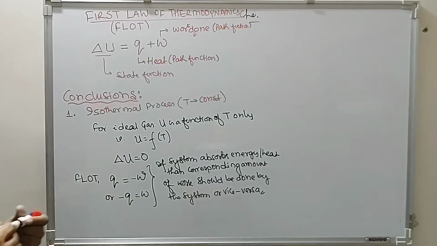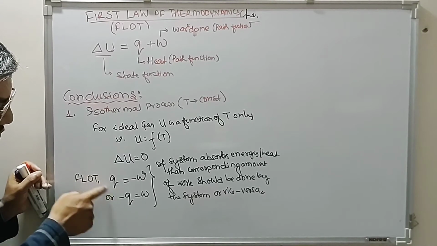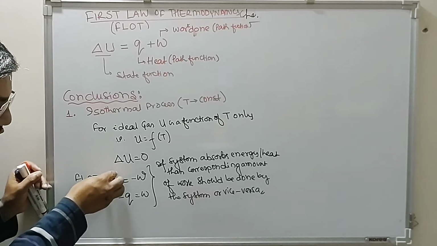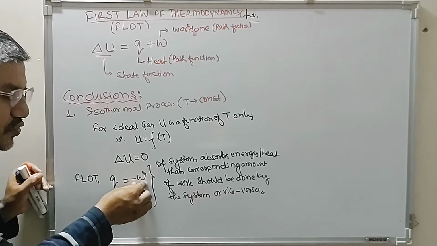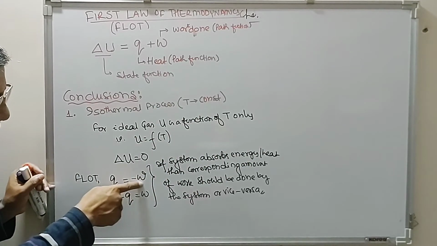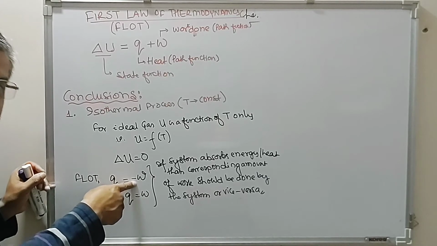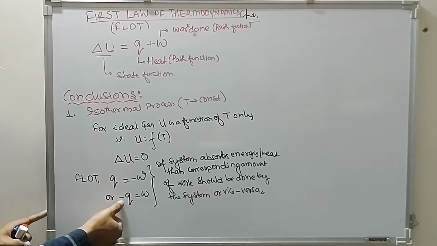So this is very important, this has to be kept in mind. So under isothermal condition, if the system is absorbing energy, Q is positive, the system is absorbing energy from the surrounding, then the system has to do a corresponding amount of work on the surrounding. Work done is minus, that is work done by the system on the surrounding. Or look at this, Q is minus, that means heat is released by the system to the surrounding.